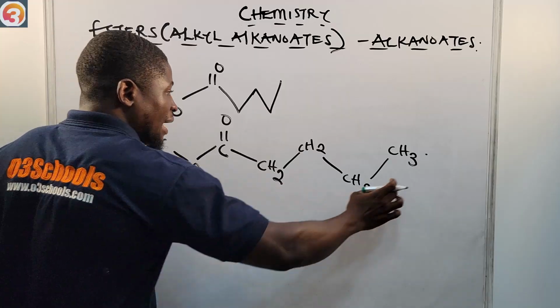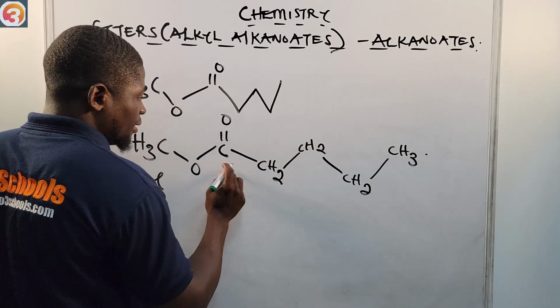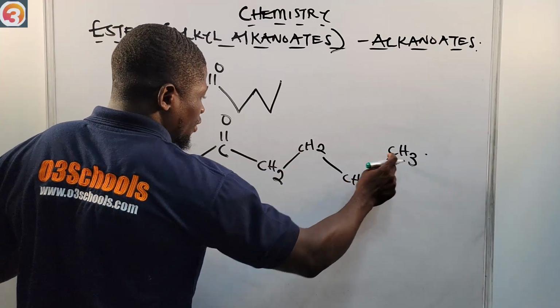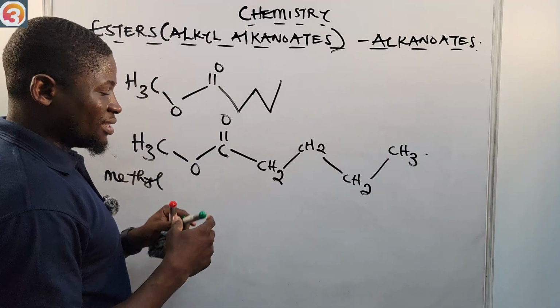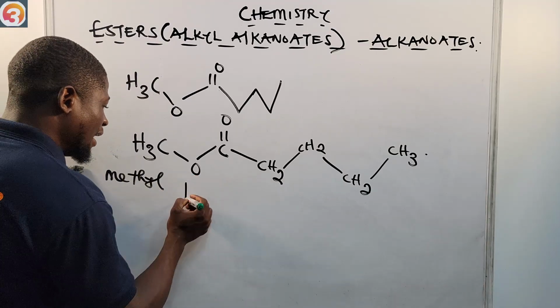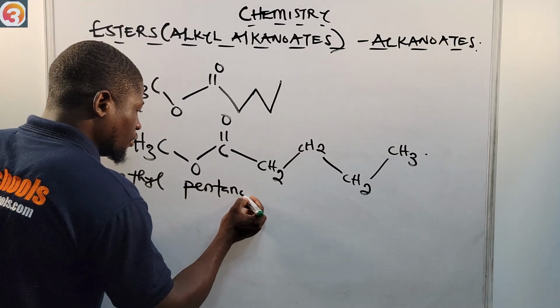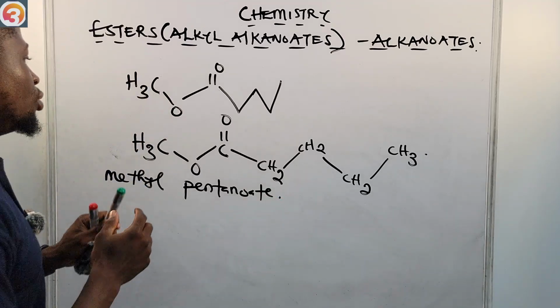how many carbon atoms are on this right-hand side? I'm going to have 1, 2, 3, 4, 5. Five carbon atoms represent pentane. So that will be pentanoate. So I'm going to have our naming to be methyl pentanoate.